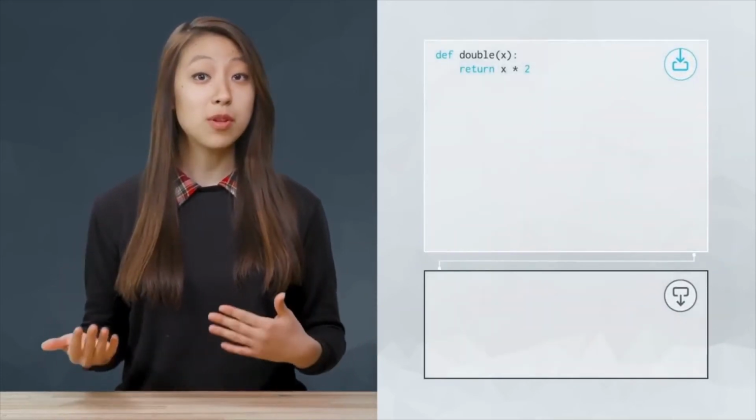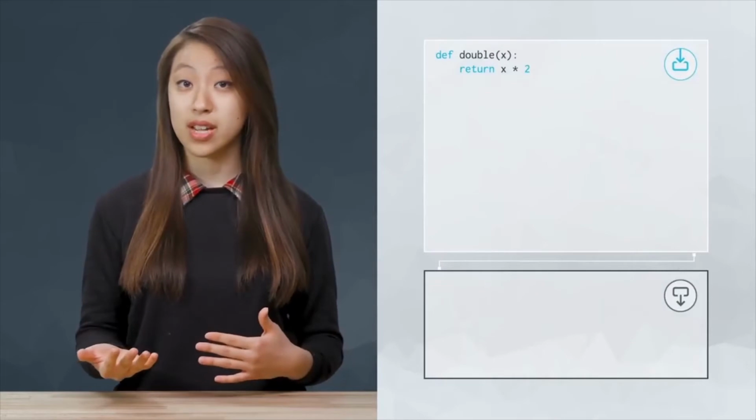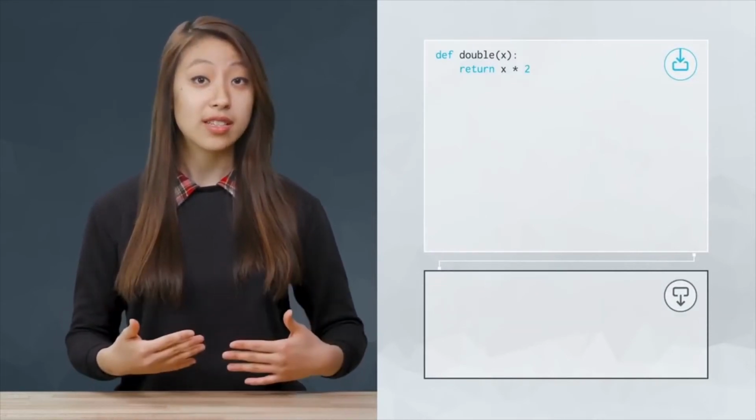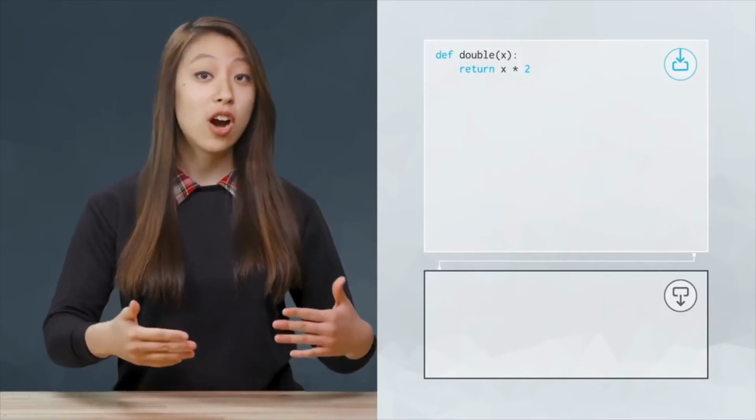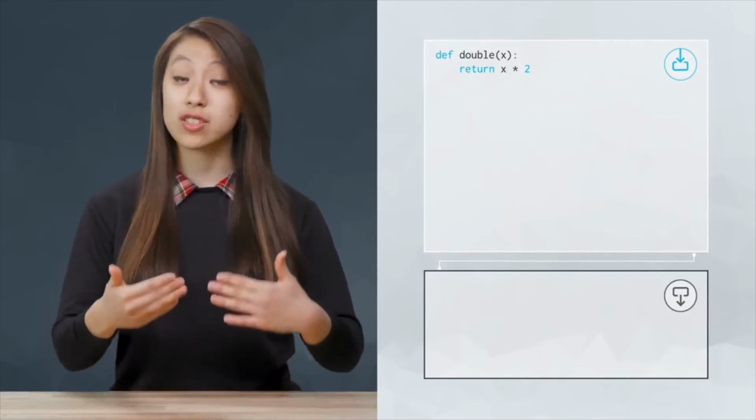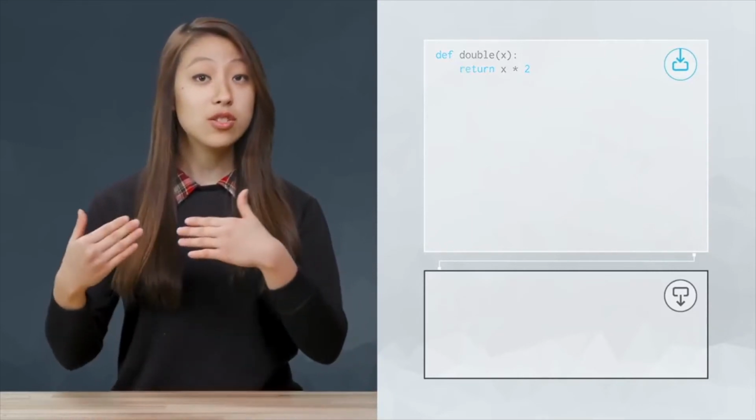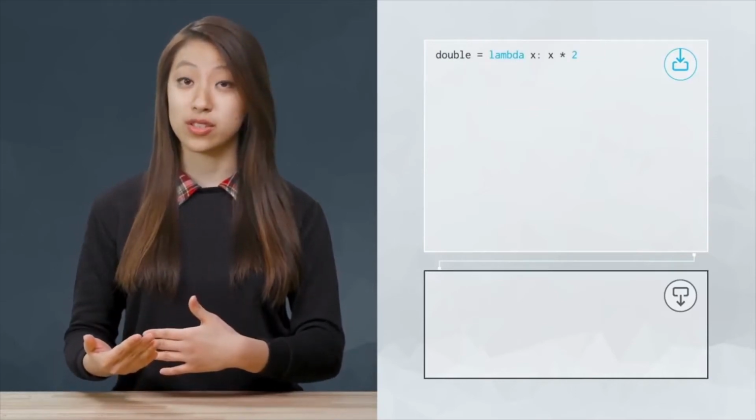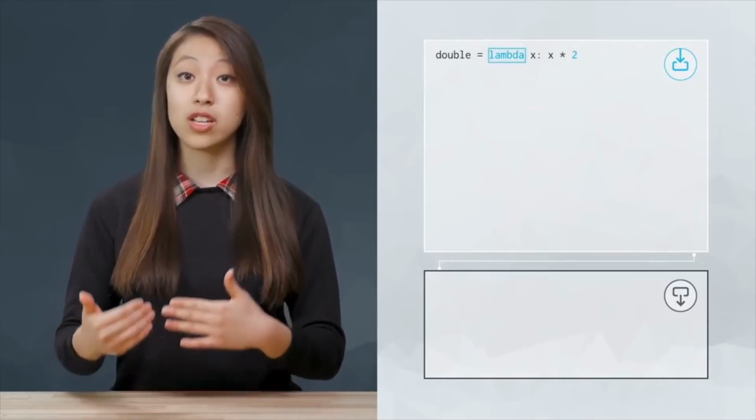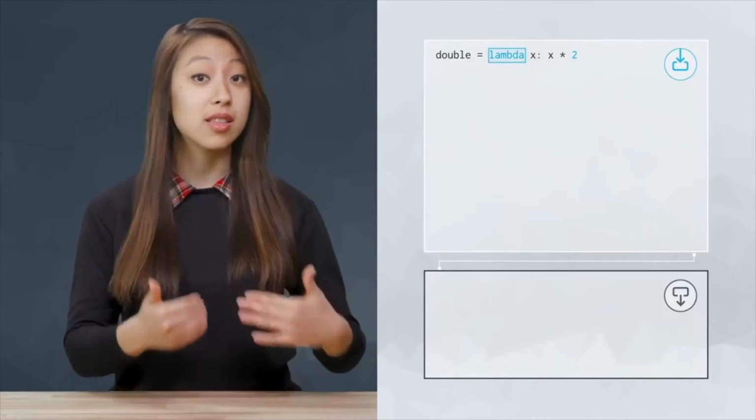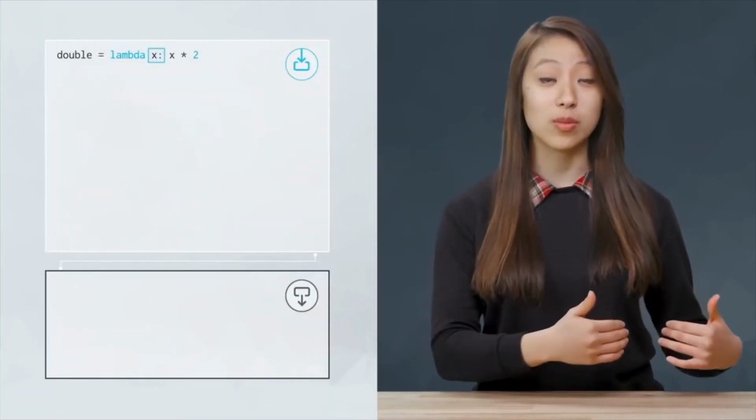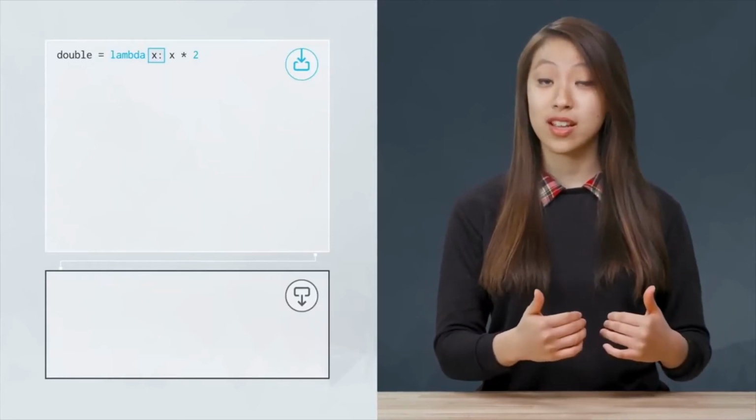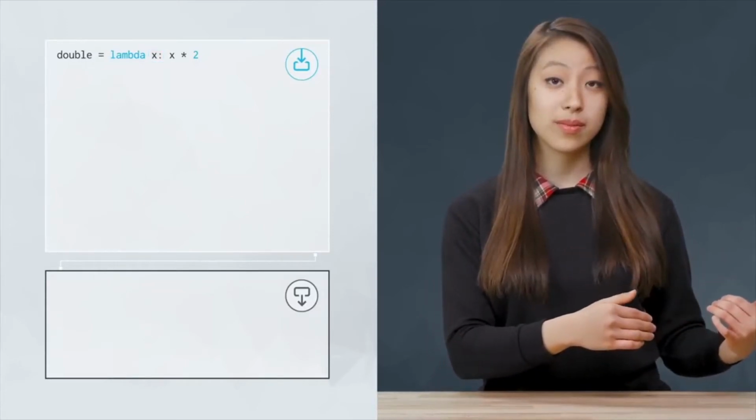Here is a simple function that doubles a number. It takes in a number x and returns x multiplied by 2. Calling double 3 would return 6. Here is the equivalent in a lambda expression. The lambda keyword is used to indicate that this is a lambda expression. Following lambda are one or more arguments for the anonymous function, and then a colon.